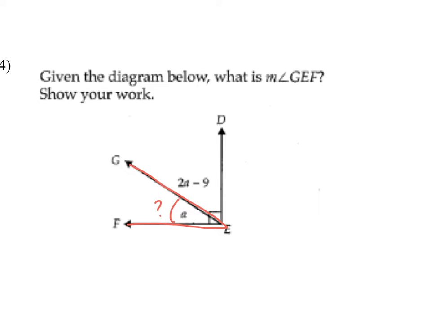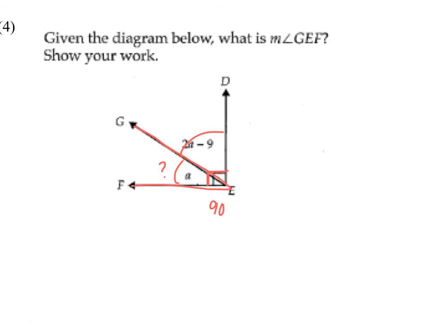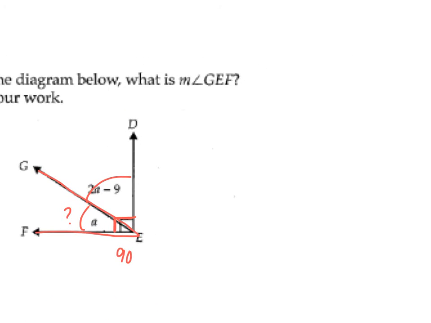I know it's A, and I know my other angle is 2A minus 9. I know that this whole angle, though, is equal to 90 degrees. So part plus part is equal to my whole. So I just do 2A minus 9 plus A equals 90. The first thing I do is I combine my like terms. 2A plus A is 3A. So I get 3A minus 9 equals 90.